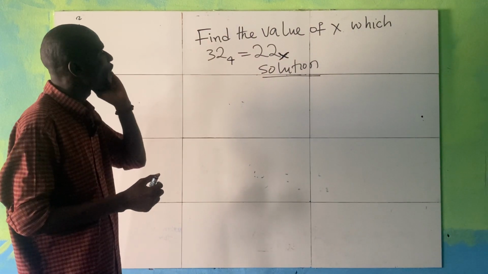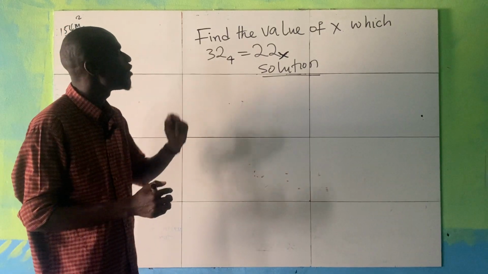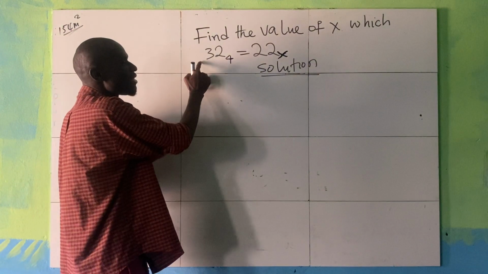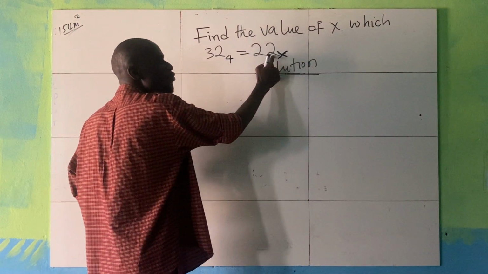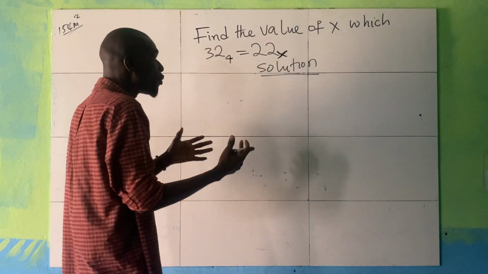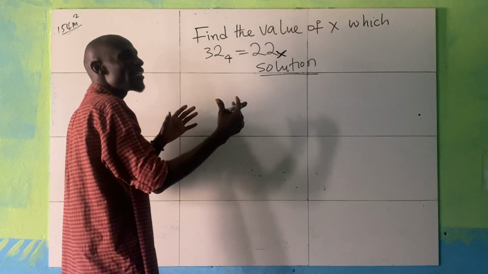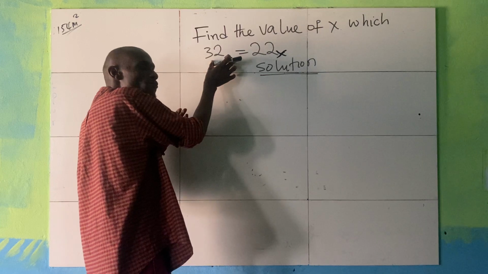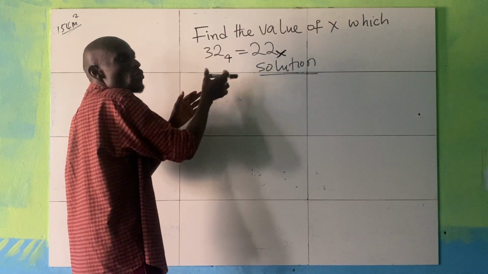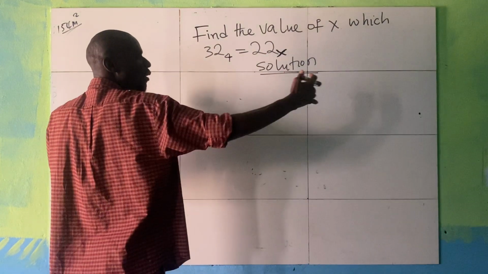We have a question on the board which we are to find the value of x. Looking at this, we have 32 in base 4 equal to 22 in base x. So what do we do at this point? When we want to convert from base 4 or another base to base 10, we always expand it.